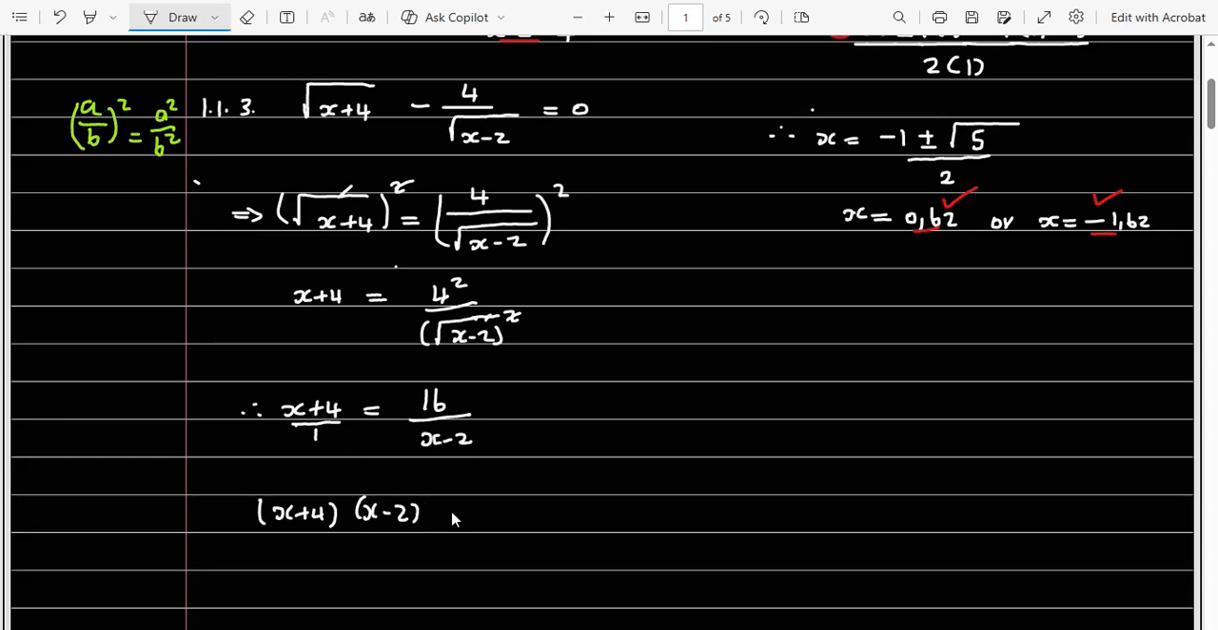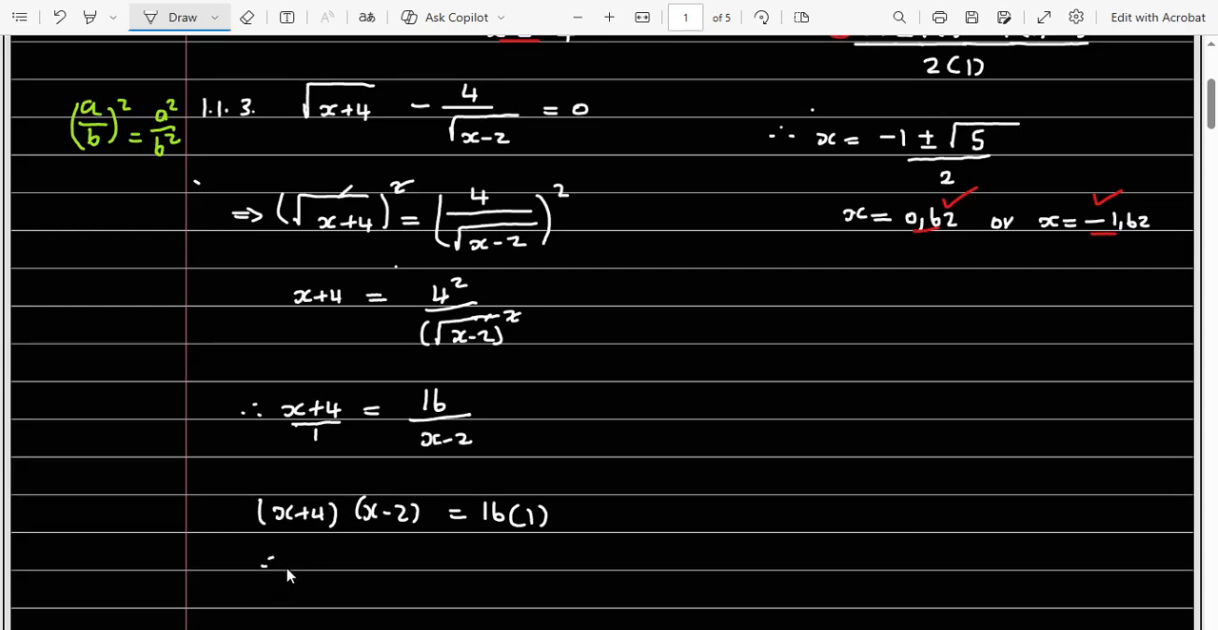You cross multiply. Then you take the 16, you multiply that with 1, because we need to work with a linear equation. Not linear equation, but not fractions, guys. Let me not say linear, because this is quadratic. But you understand what I'm trying to say.